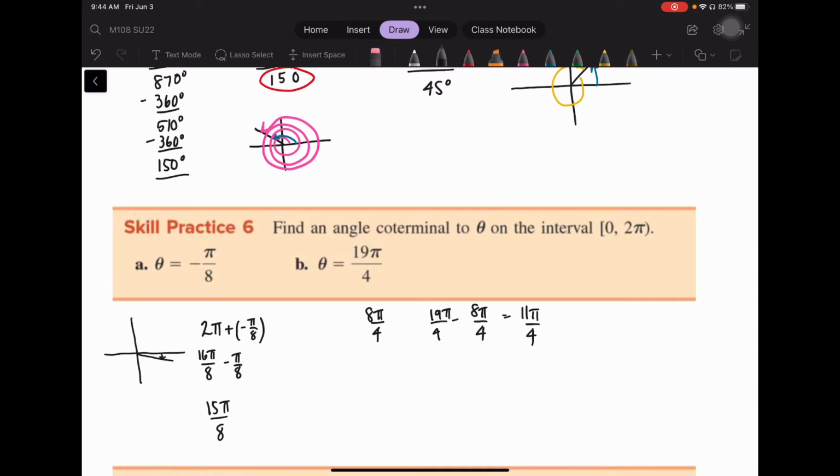Now, that is also too big because remember, 8 pi over 4 is the maximum that we can be. So I'm going to take another 8 pi over 4 away, and that's going to leave me with 3 pi over 4. So that angle is here. Okay.